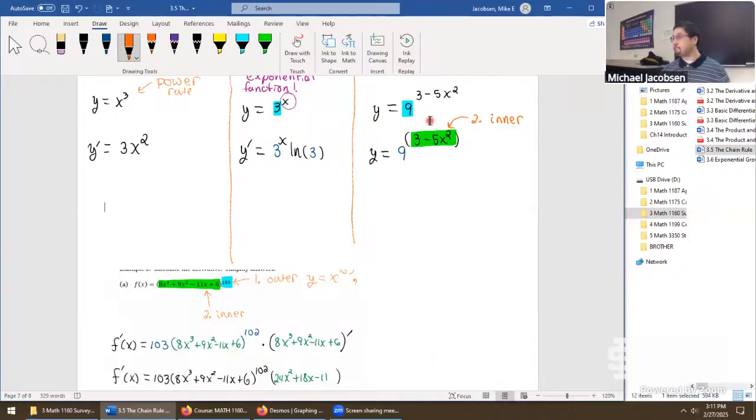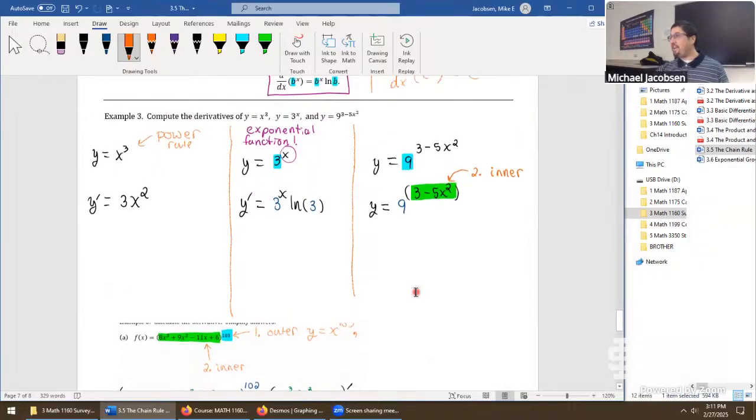Is it fair to say that if there's a plus or negative in one of the parts of it, that's the inner? Or if it's just bigger, then it's the inner. Pretty much, yeah. If it's just bigger.